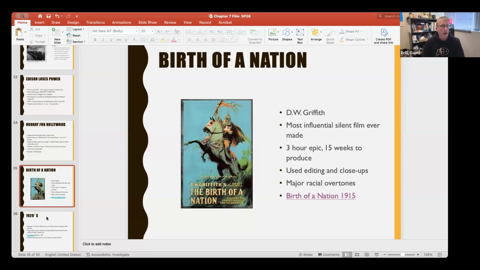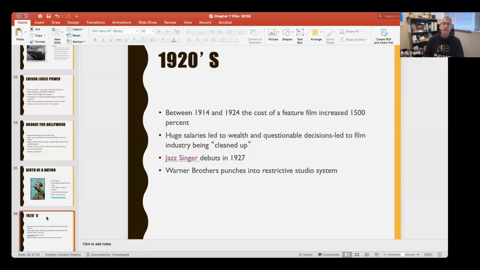Anyway, we move on. Into the 1920s we go. Between 1914 and 1924, the cost of a feature film increased 1,500%. In fact, by 1927, the average film cost about $200,000 to make. Ben-Hur in 1925, by the way, was made for a reported $6 million. Think about that, because Godfather was made for the same amount of money some 50 years later. So that really kind of puts it in perspective.